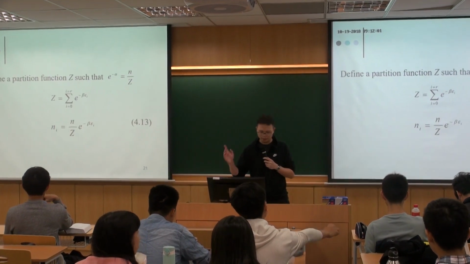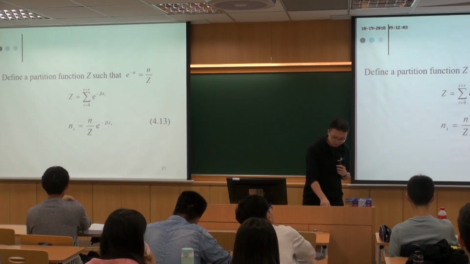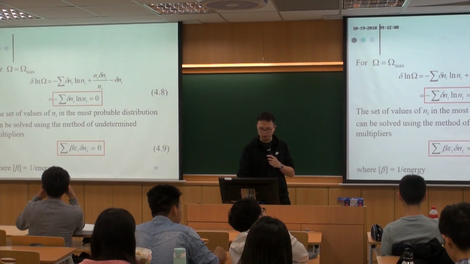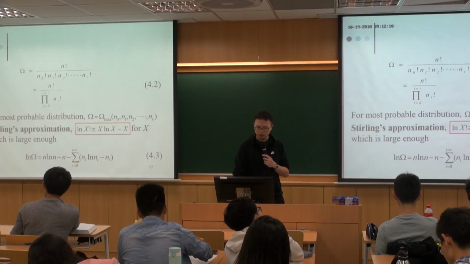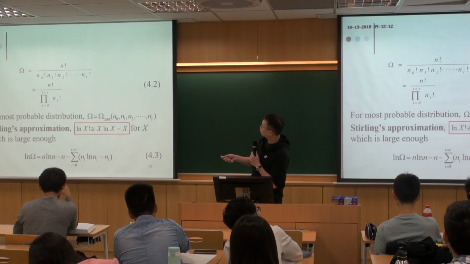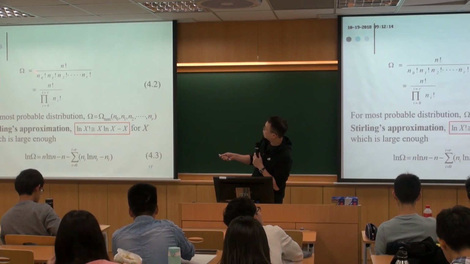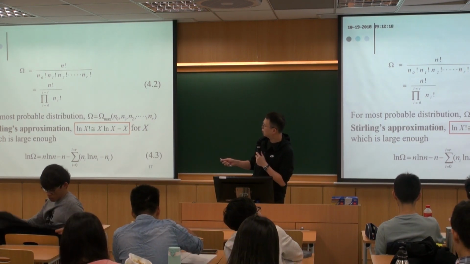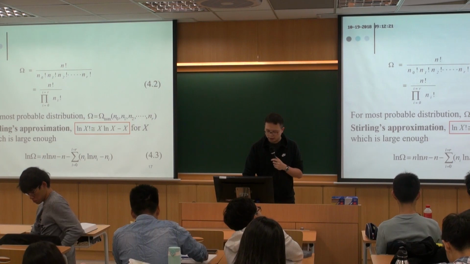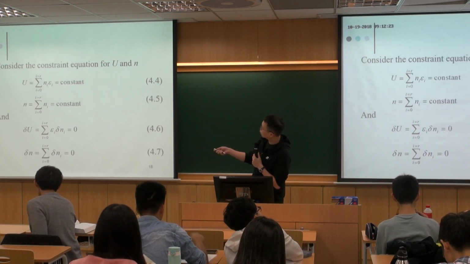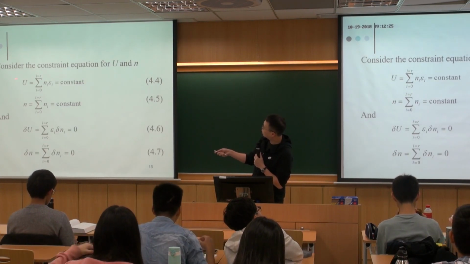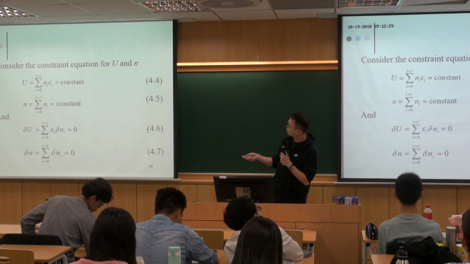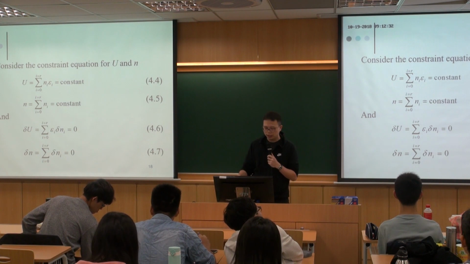So last time, I think we stopped over here. We went through the derivation of what omega should be, or what the maximum omega should be. And from that, with other constraints, for instance, the total internal energy should be a constant, and the total number of particles should be constant.